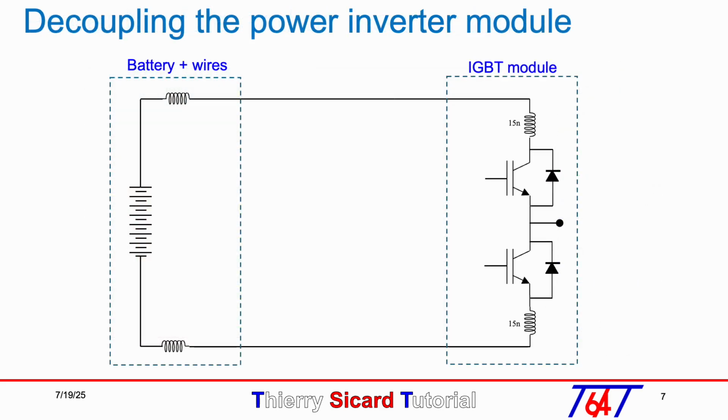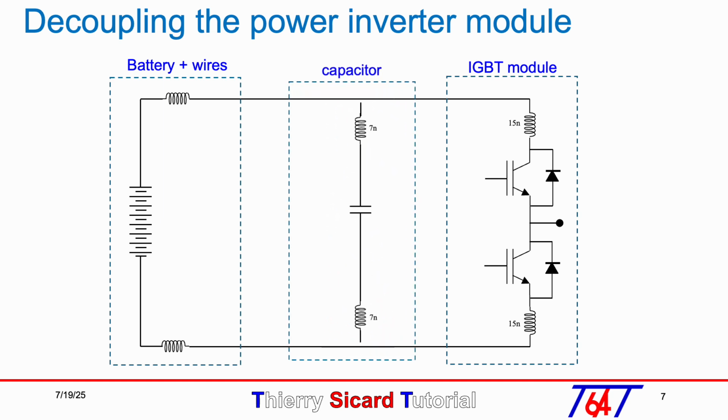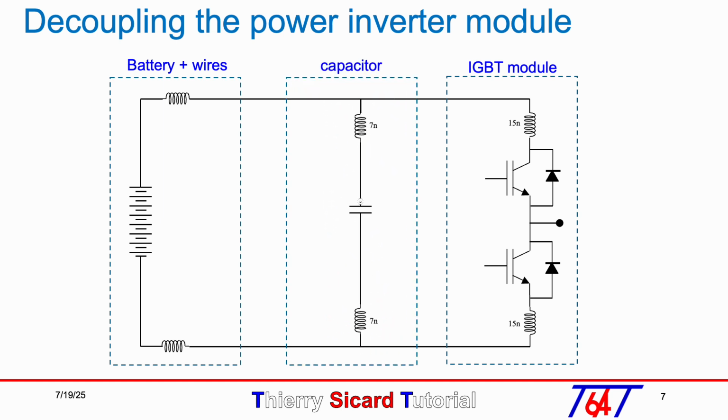The power module with its 15 nanohenry parasitic inductances must be connected to the battery's voltage source. However, this connection is too long and presents too much parasitic inductance. It is therefore necessary to place a high voltage capacitor in parallel with the battery. The capacitor can be replaced by an ideal voltage source and its 7 nanohenry parasitic inductances at each connection. The switching action creates a high di/dt current supplied by the capacitor shown in red.